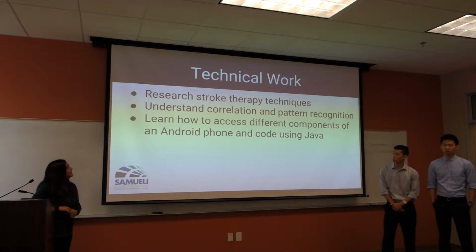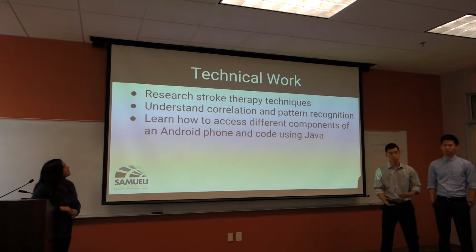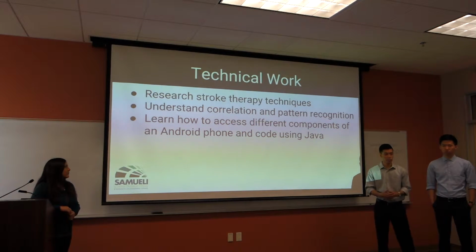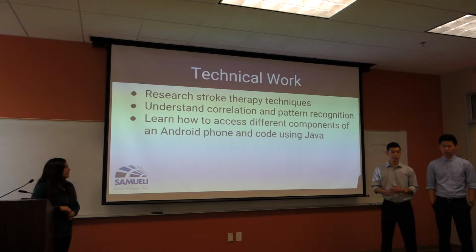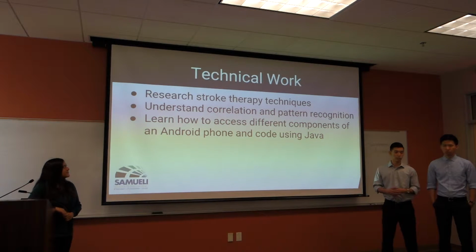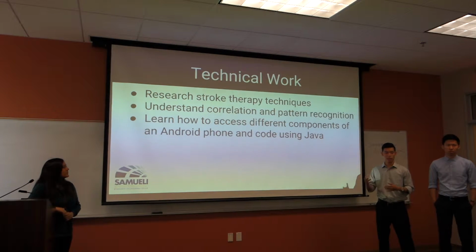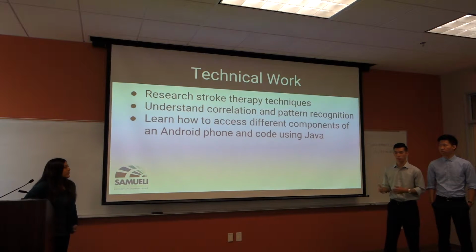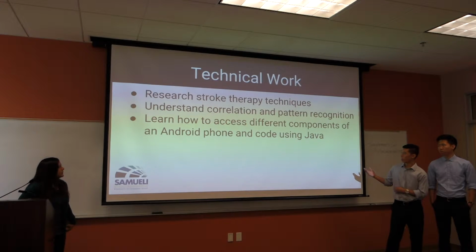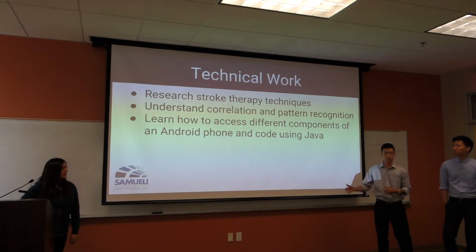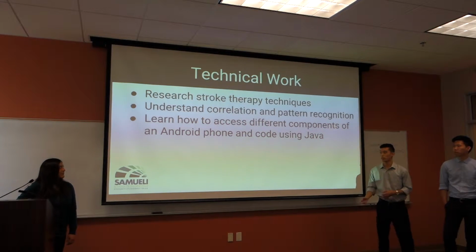So there are some technical aspects that our project had to encompass. The first one was researching stroke therapy and different physical therapy techniques to be able to use this device clinically. Another was to understand correlation and pattern recognition to have the device actually work, because if we don't have that part, then there's really no point in continuing. And learning how to access different components of the phone through Java, because none of us prior to this project knew how to code in Java.